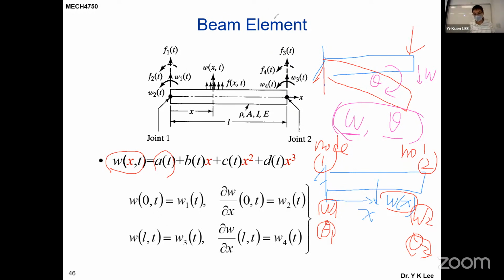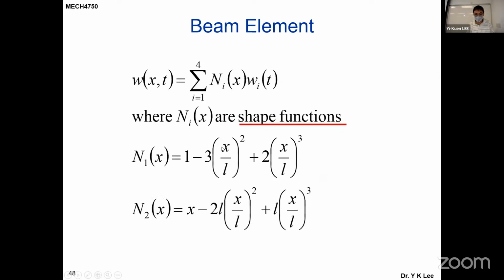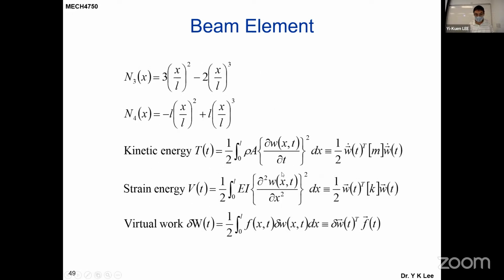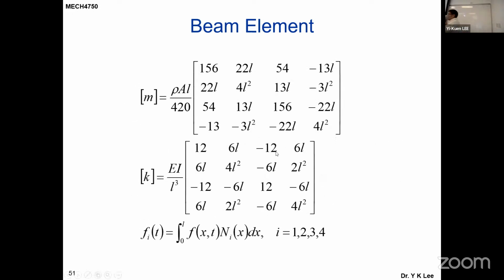Okay, anyway, I skip this part, and eventually I show you we can define this kind of finite element. Do the integration, calculate kinetic energy, strain energy, and eventually here, okay, this is the final element for a beam model. Vibration of beam: we have our 4x4 mass matrix and 4x4 stiffness matrix.